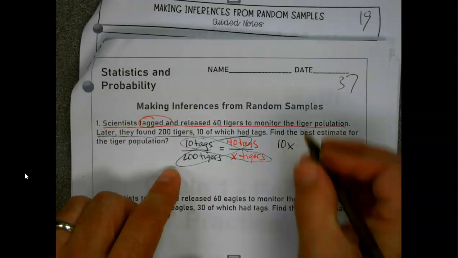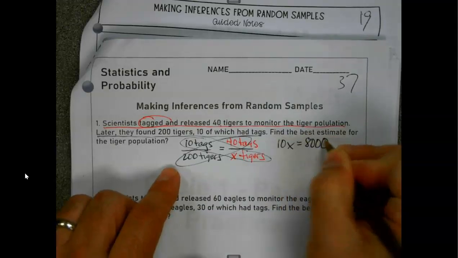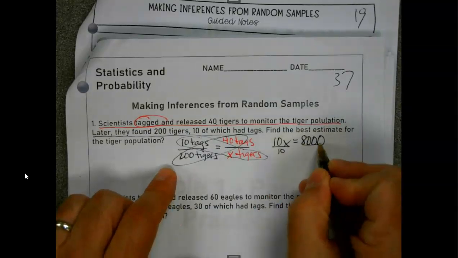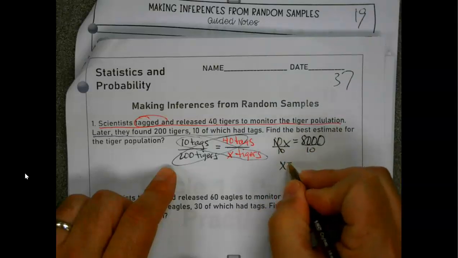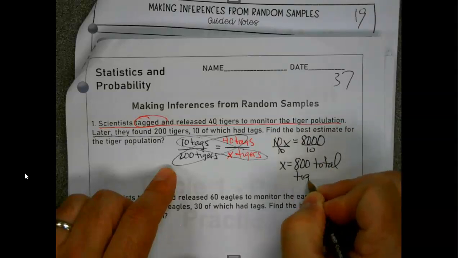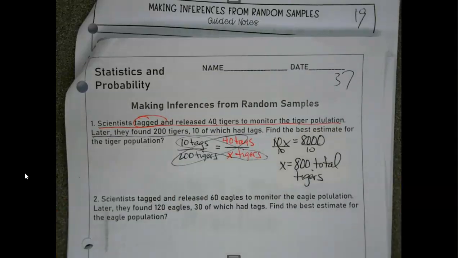That is a large number, 8,000. Divide by 10. So there's probably about 800 total tigers hanging out in different places for us to see. Again, perfect science? No. Could we be off? Yeah. But it gives us our best chance here with doing the inference.